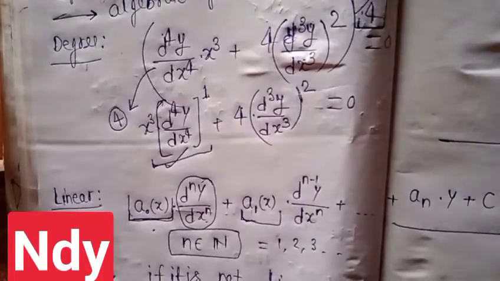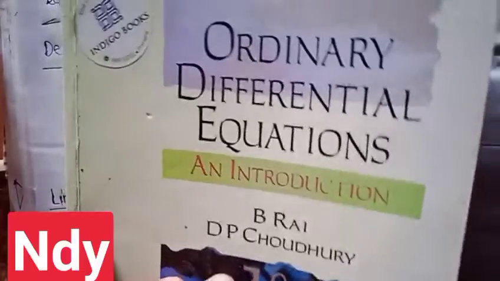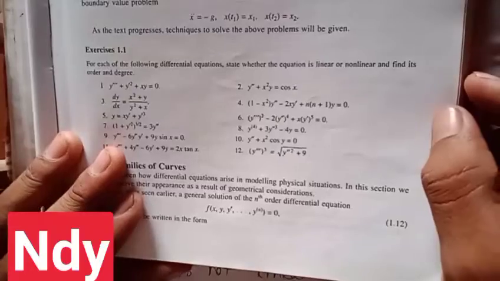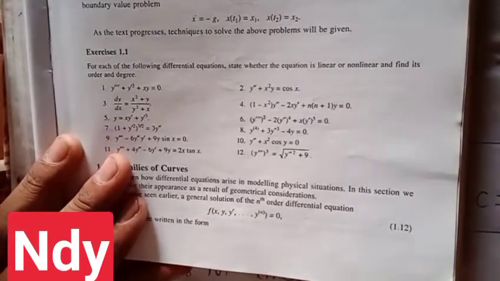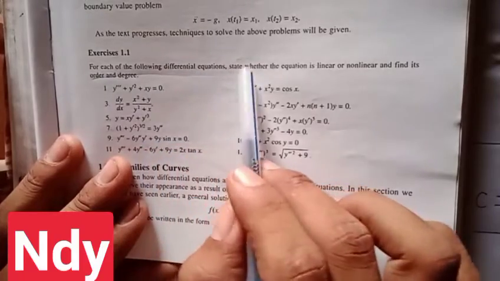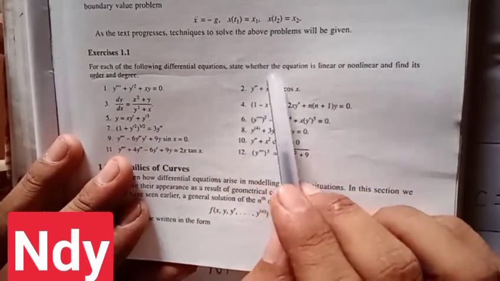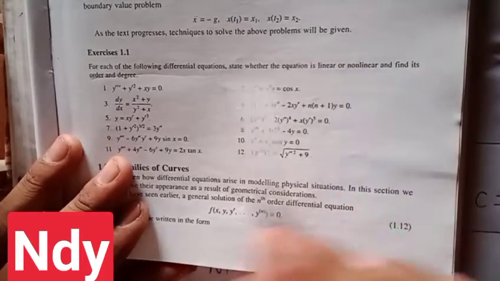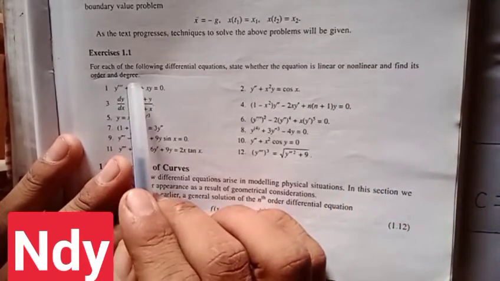Let's do some examples for better understanding. This is the book, Ordinary Differential Equations by Bira and D.P. Chaudhary. This is exercise 1.1. For each of the following differential equations, state whether the equation is linear or non-linear. Find its order and degree.